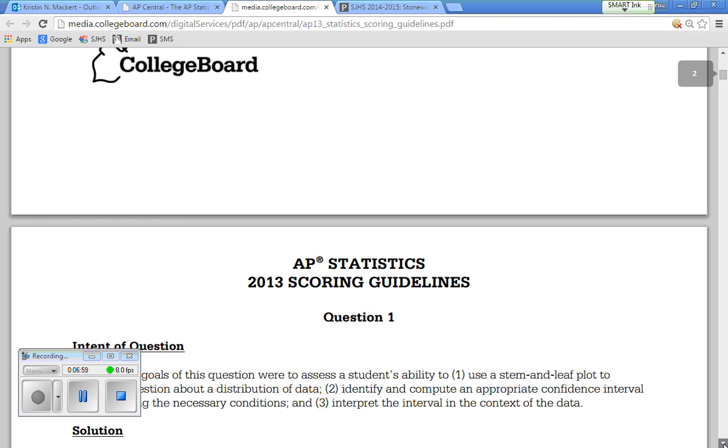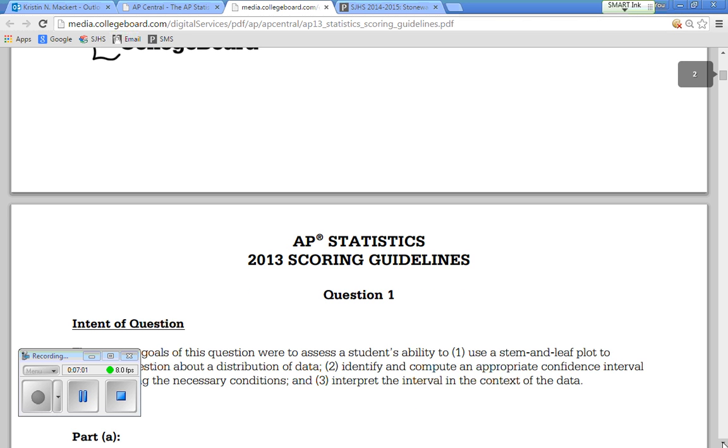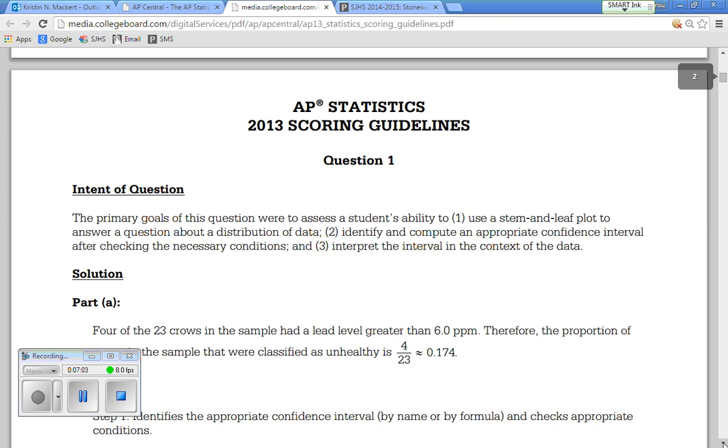All right, so this question talked about crows, okay? And we can kind of look at the intent of the question. The primary goal was basically, one, could you use a stem and leaf plot to answer a question about a distribution? And two, can you identify and compute an appropriate confidence interval after checking necessary conditions?